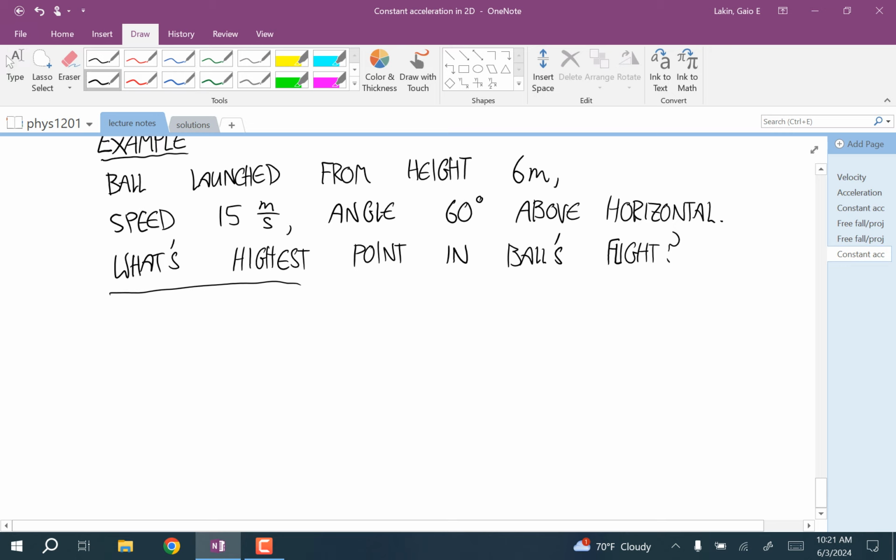Okay, so what's happening here is this object is launched from 6 meters high. And it's launched at an angle of 60 degrees. Gravity is going to make its path curved like this. It's going to follow a parabolic motion. And we just want to know what's the height at its highest point.